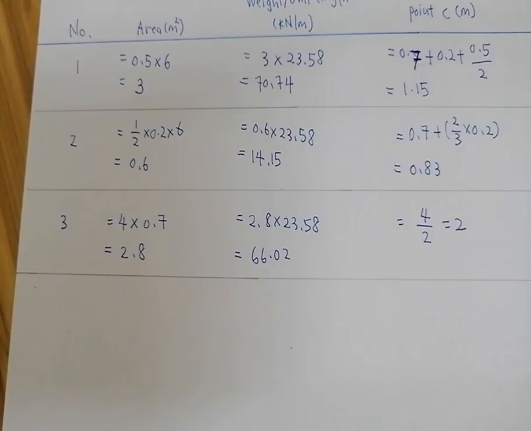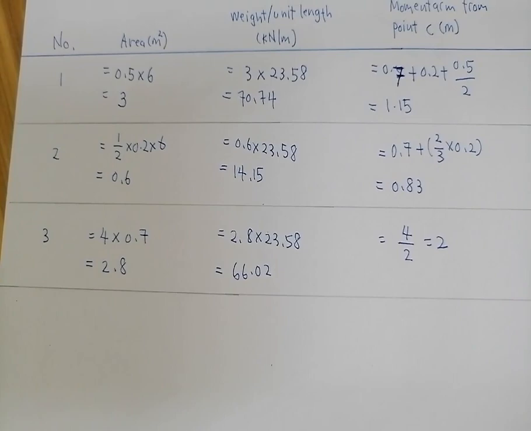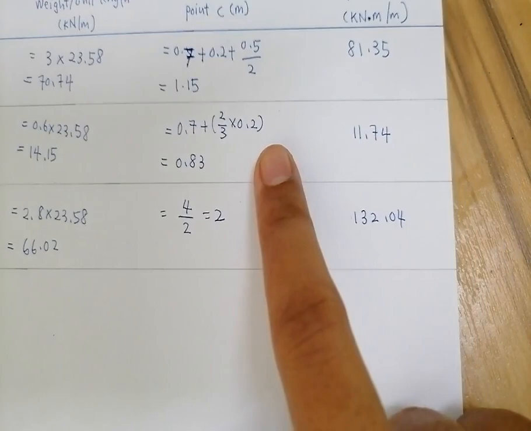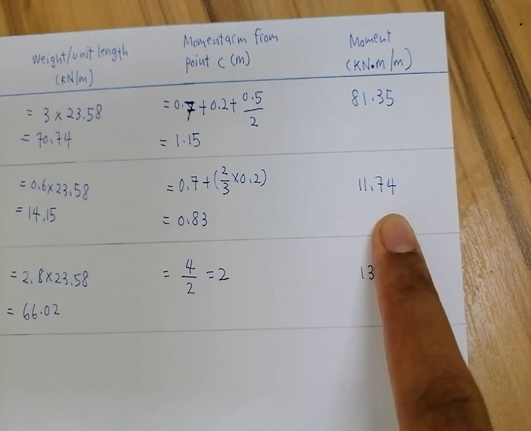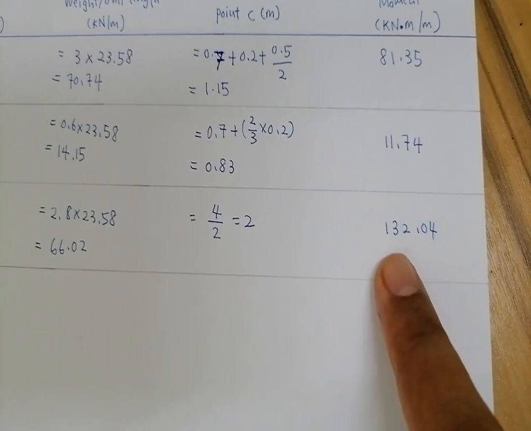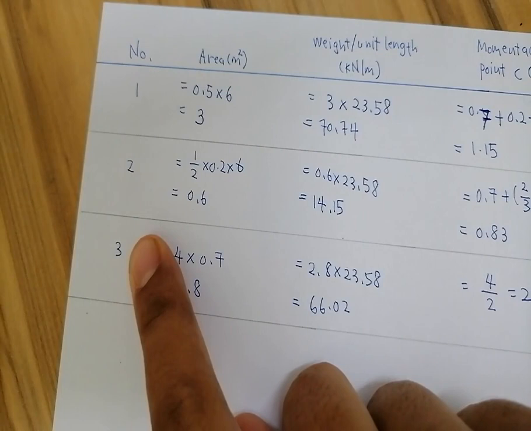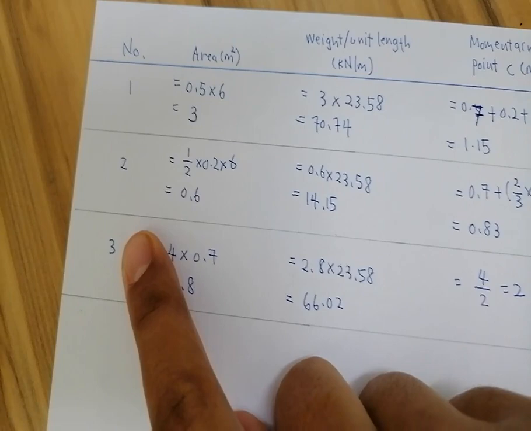Okay, guys, so for section two, I'm going to show you the end result. For section 2, after all this calculation, the moment is 11.74. You can check with your answer. And for section 3, after all this calculation, you'll get 132.04. And then you have to remember that these three sections are the retaining wall sections, or the concrete sections. Okay, so now we'll move to section four.